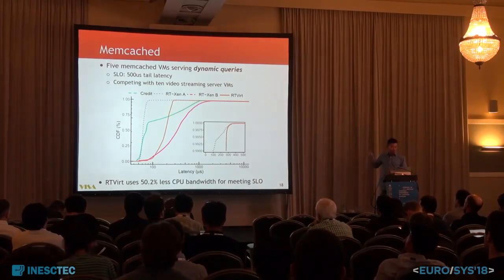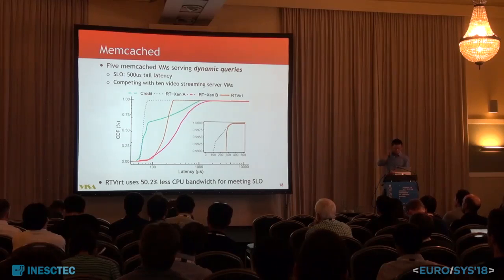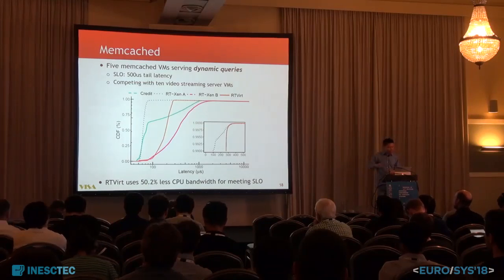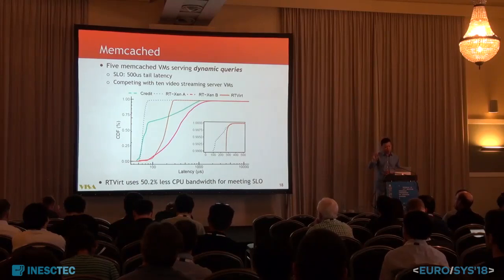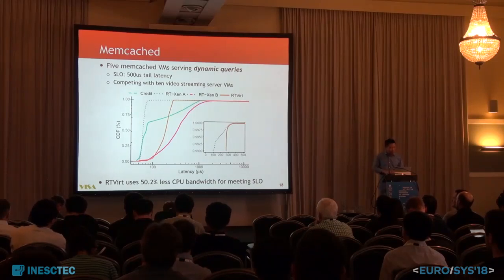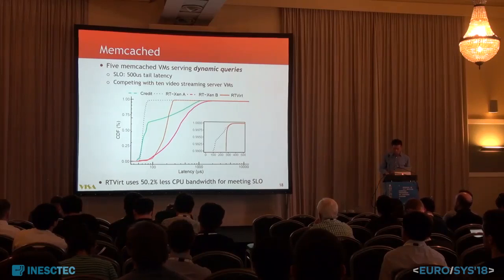And this is the last experiment I want to explain. This is also important because here this is an application that does not have deadlines but has a tail latency target. And so we compare to two different Artisan configurations. Only one of the two is able to meet that tail latency target. And we also compare to Credit. Credit is interesting because it actually delivers the best average latency, but it misses the tail latency target miserably. So overall, this experiment shows that RTVirt is able to meet the tail latency target and save 50% CPU bandwidth compared to the Artisan configuration that actually works.